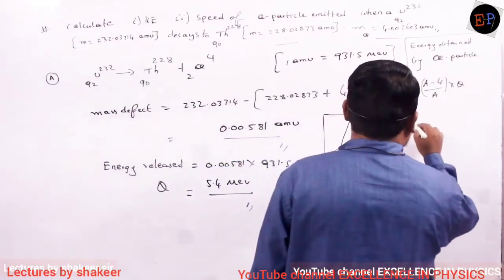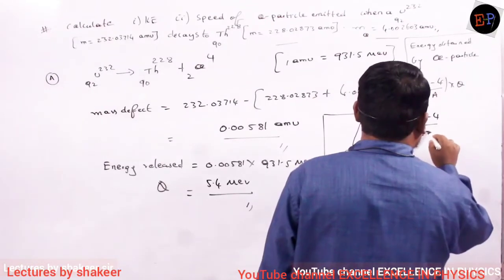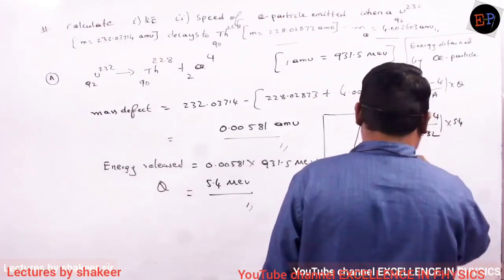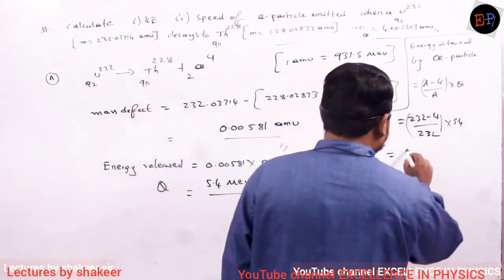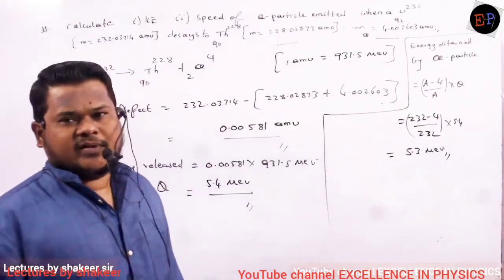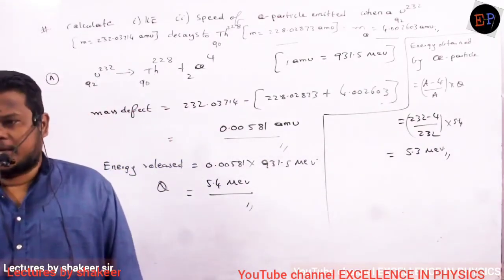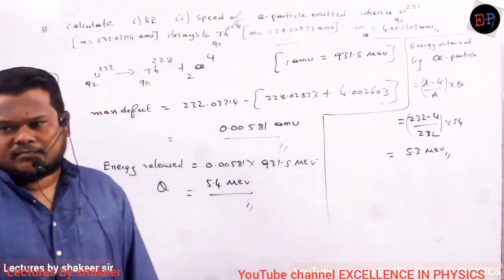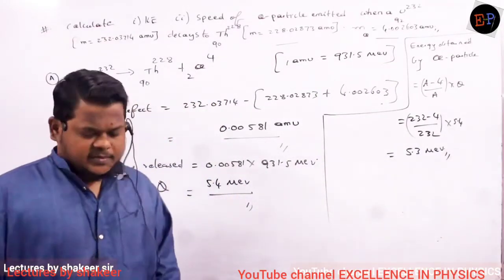So 232 minus 4, divided by 232, multiplied by the total energy released, which is 5.4 million electron volts. If you do this calculation, approximately it is 5.3 million electron volts of energy. That will be the amount of energy obtained by the alpha particle. Understood? The alpha particle will get this much energy. Okay? Come on, make a note.